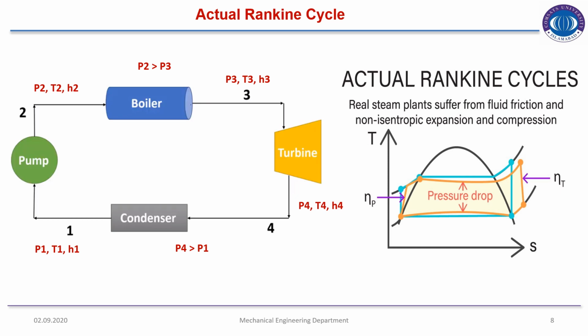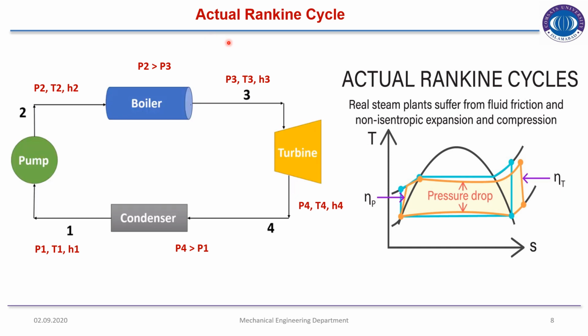So, actual Rankine cycle. The main components remain the same. The first one is the pump, the second one is the boiler, the third one is the turbine, and the fourth one is the condenser. Here I have already written the values for the pressure, temperature, and enthalpy at different states.